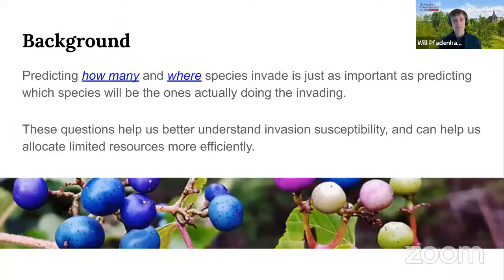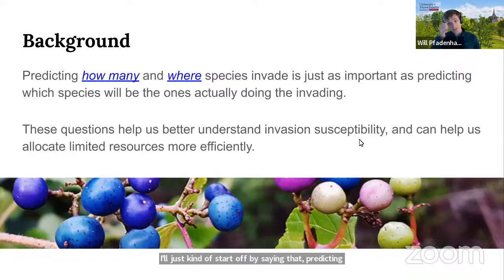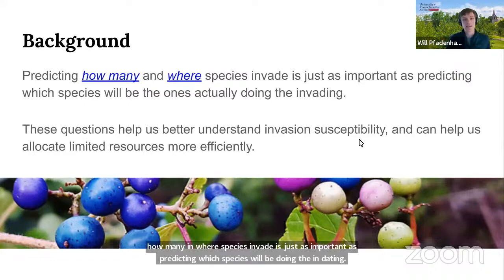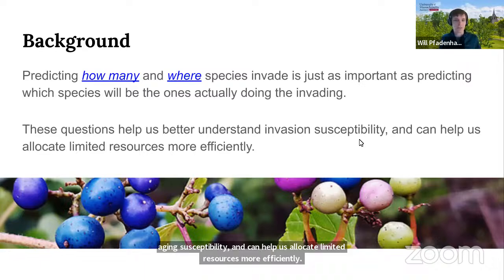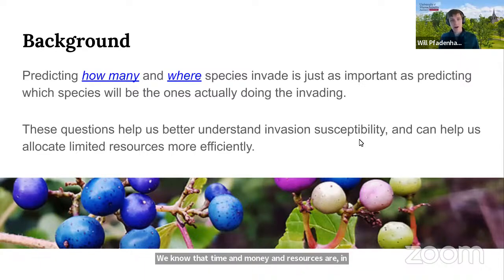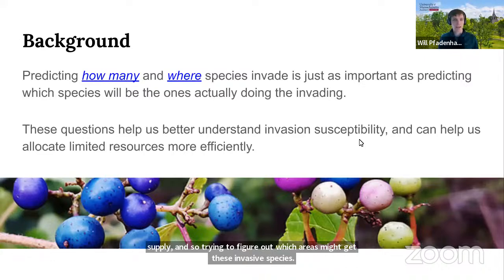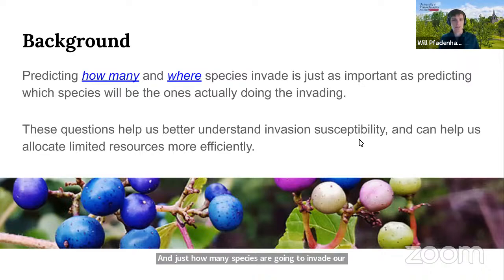Which species will be doing the invading? These questions help us better understand invasion susceptibility and can help us allocate limited resources more efficiently. We know that time and money and resources are in short supply, and so trying to figure out which areas might get these invasive species and just how many species are going to invade are big questions that could help us manage these species more efficiently.